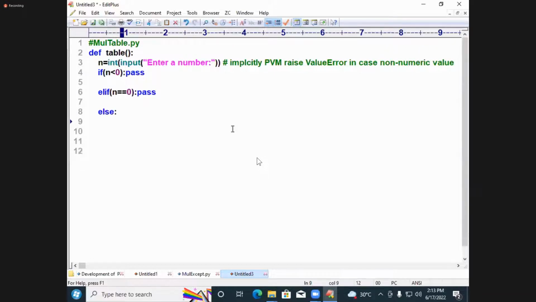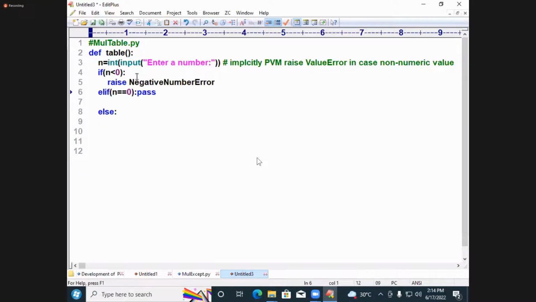If my number is a negative value, for example a negative value entered, do we have negative number multiplication? No. What should I do? Come on, fast. If the number is less than 0, what should I do? Raise. I told you already, no? Raise NegativeNumberError. Well, this is one exception, right or not?